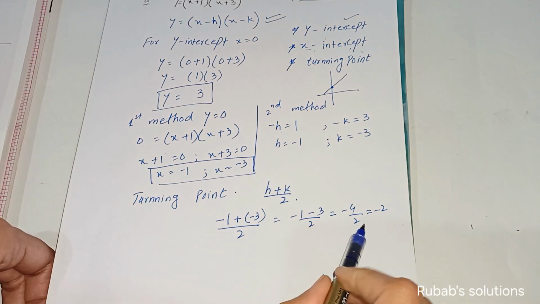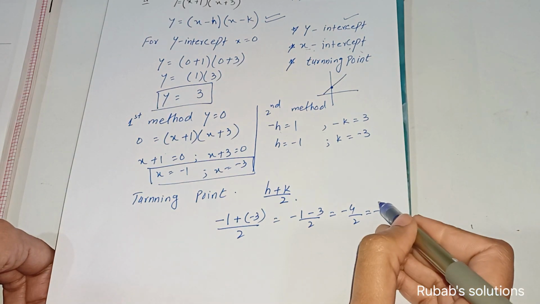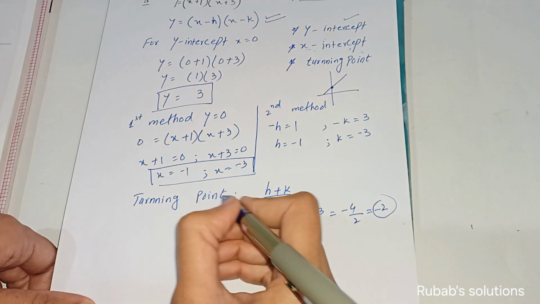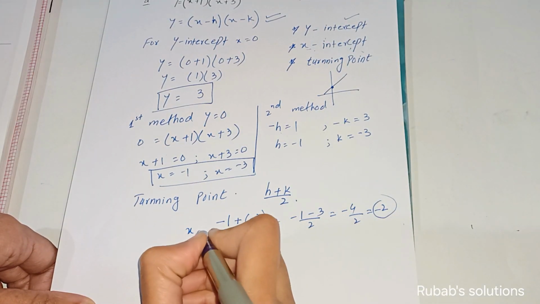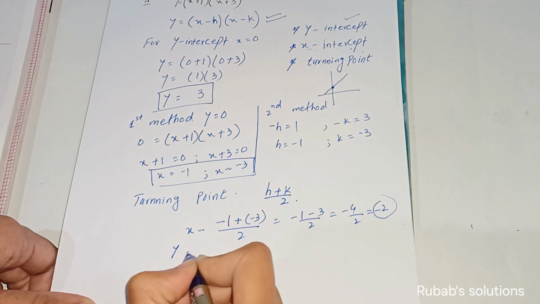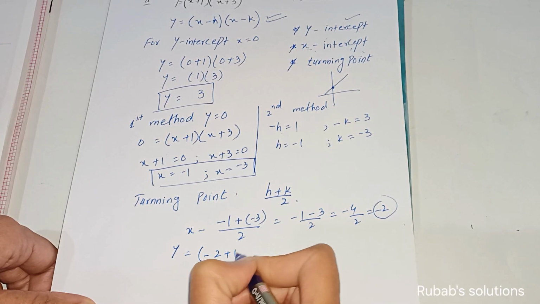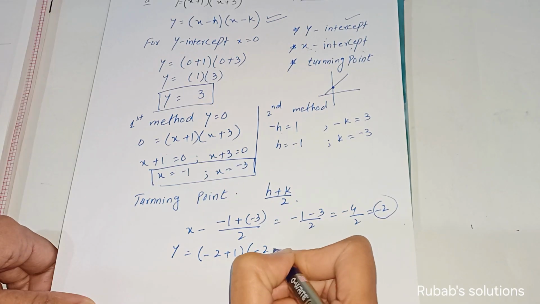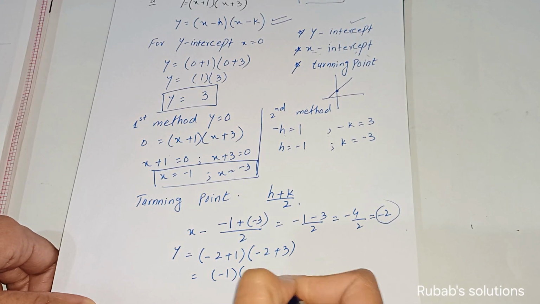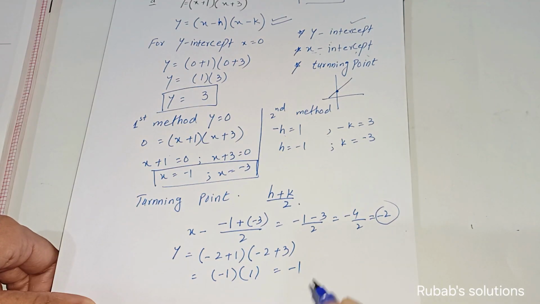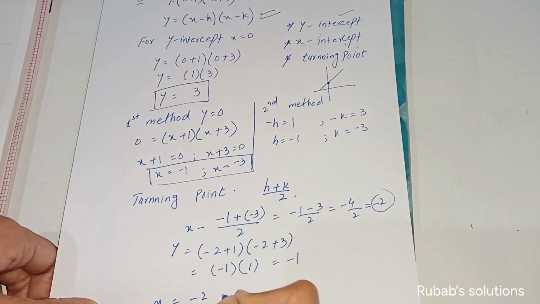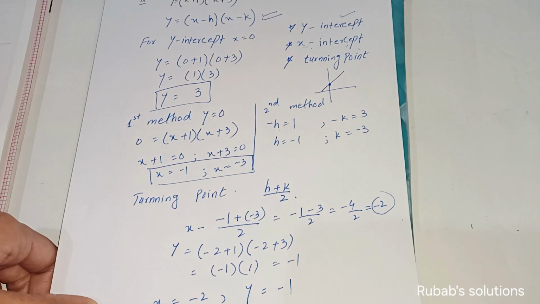And for the y coordinate, the value of x that you get from here, you put it into the equation. That is the x coordinate value of the turning point. For the y coordinate, you will put the value of x is equal to minus 2 in my given equation. It will be (minus 2 plus 1)(minus 2 plus 3). So from here it is minus 1 and from here it is plus 1. So the value of the y coordinate is minus 1. So the x coordinate of the turning point is minus 2 and the y coordinate is minus 1.